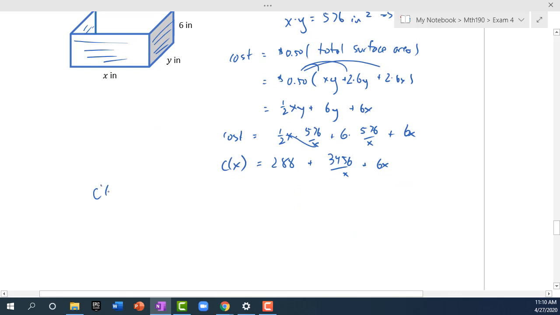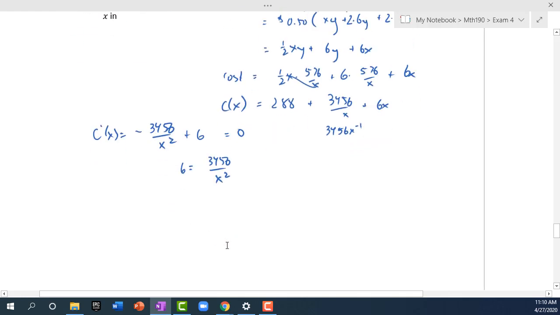So we want to minimize it. Let's take the derivative. We will lose the 288. We'll get negative 3456 over x squared. I'm doing that because I'm treating this as 3456 times x to the negative first. And then plus 6. We want to set that equal to 0. So we get 6 equals 3456 over x squared. We can multiply by x squared. 3456 equals 6x squared, divided by 6, x squared equals, we get our 576 back.